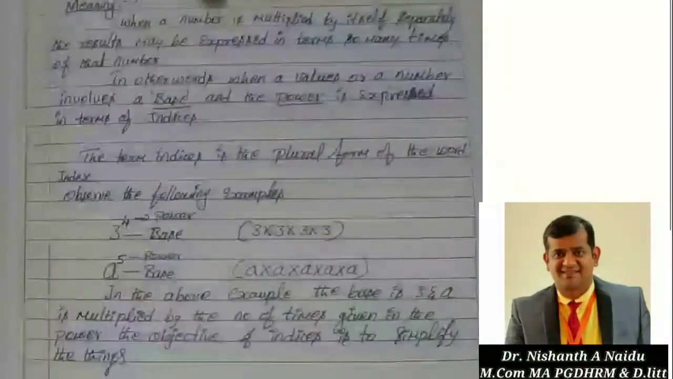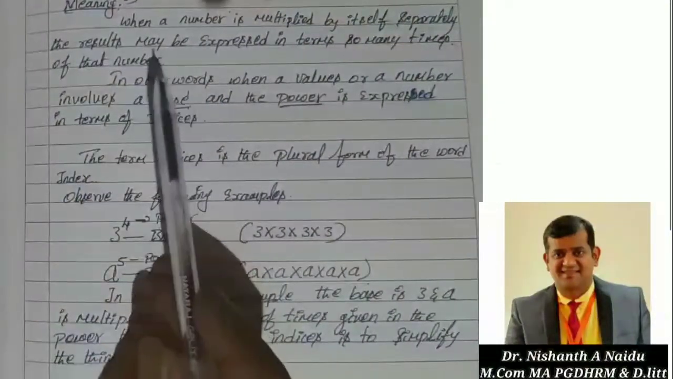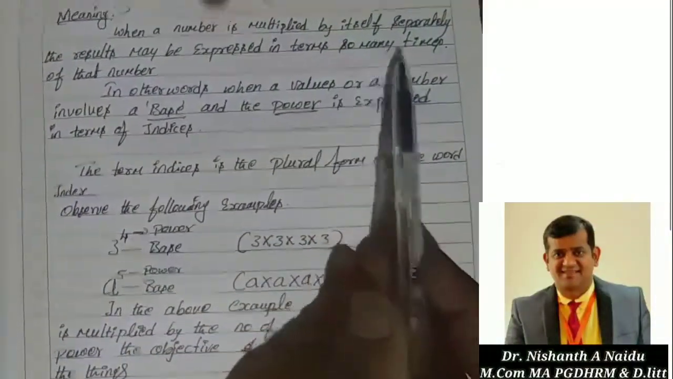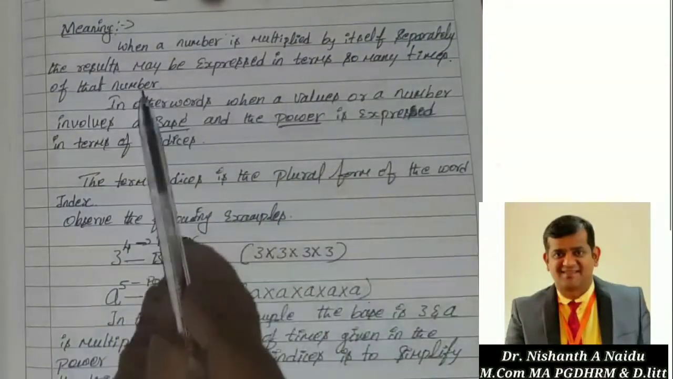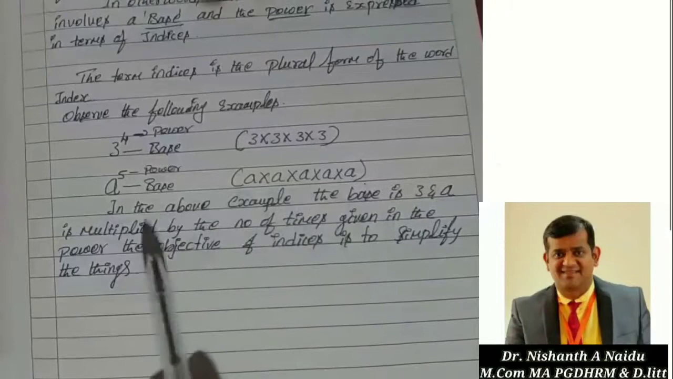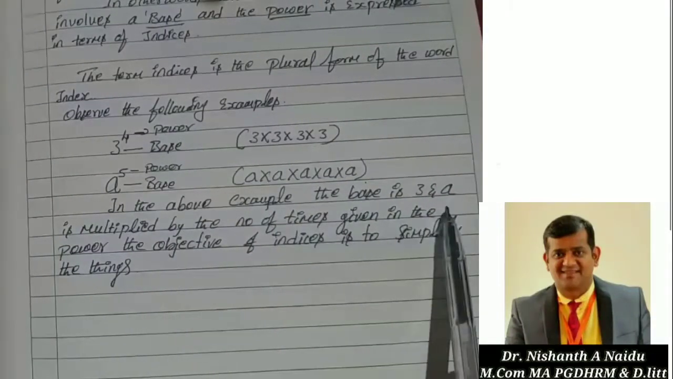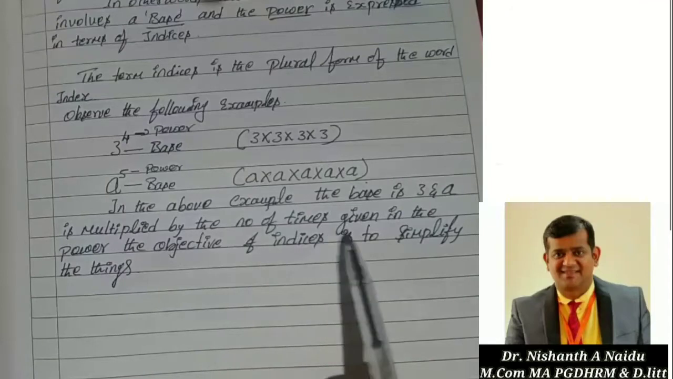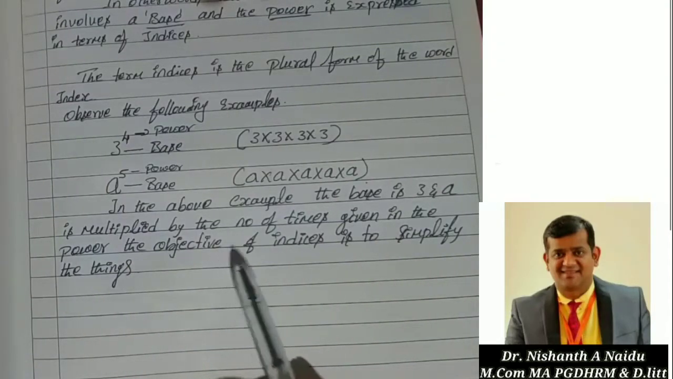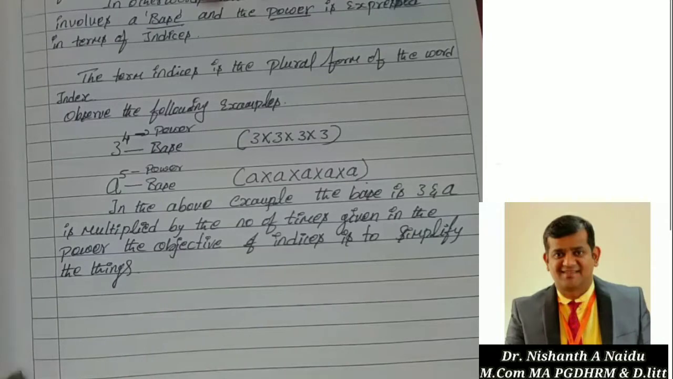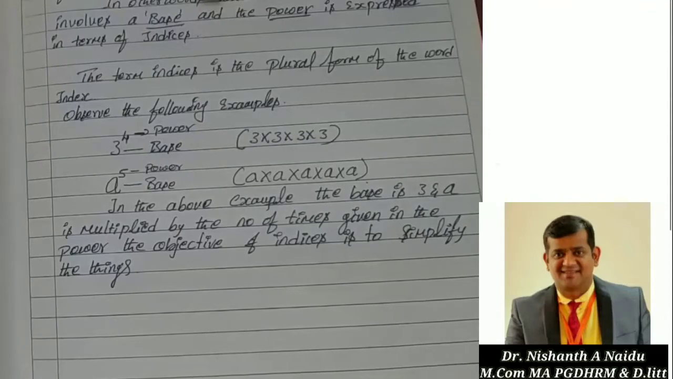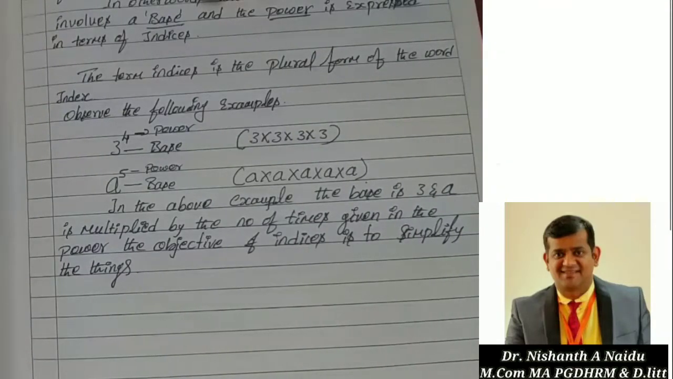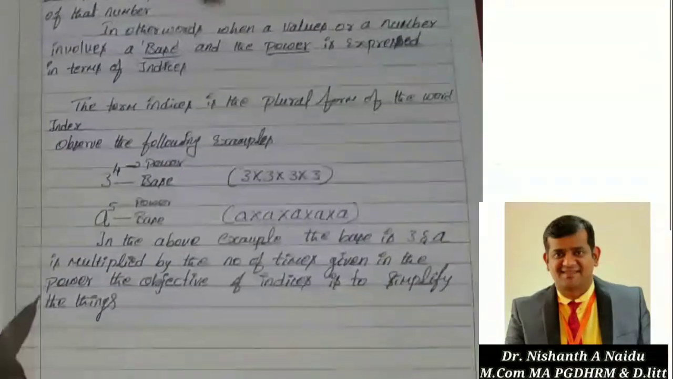I believe now you have understood what we said in the meaning. When a number is multiplied by itself repeatedly, the result may be expressed in terms of so many times of that number. That is what we have explained here. In the above example, the base is 3 and it is multiplied by the number of times given in the power. The objective of indices is to simplify things. So now you have understood the important meaning, that is, what we mean by indices, correct?